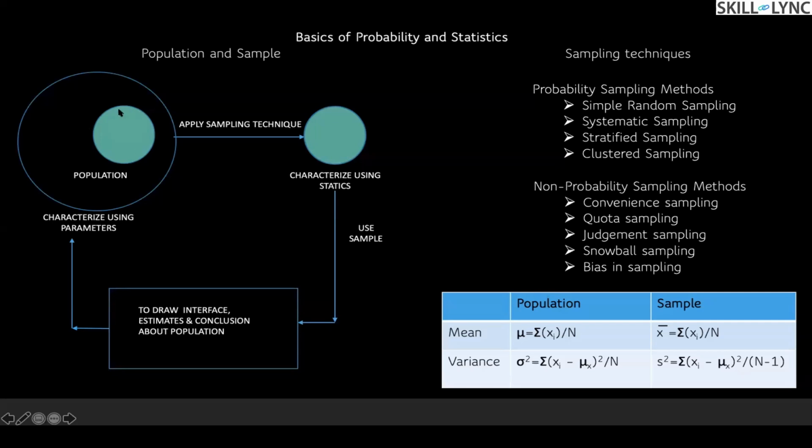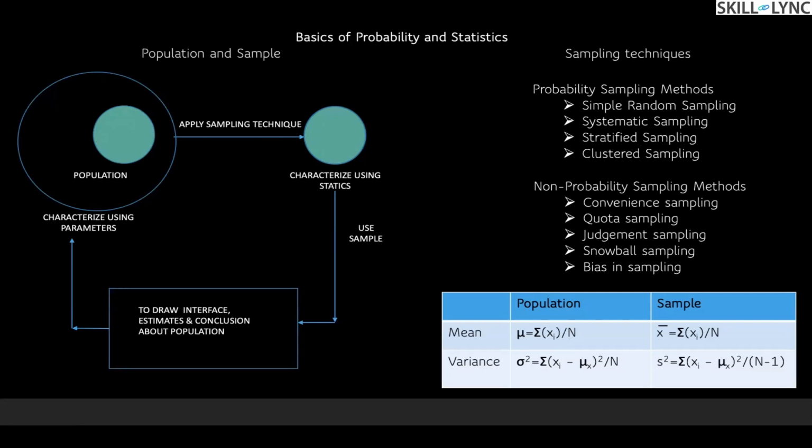We'll be extracting the sample out of the population. How will we extract the sample? Based on a sampling technique. And then we perform our analysis on this sample. The reason why I'm stressing so much on the sample is that your machine learning is completely dependent on samples. We'll extract the sample using some sampling techniques. We'll have a look at what those sampling techniques are, but first understand this flowchart.